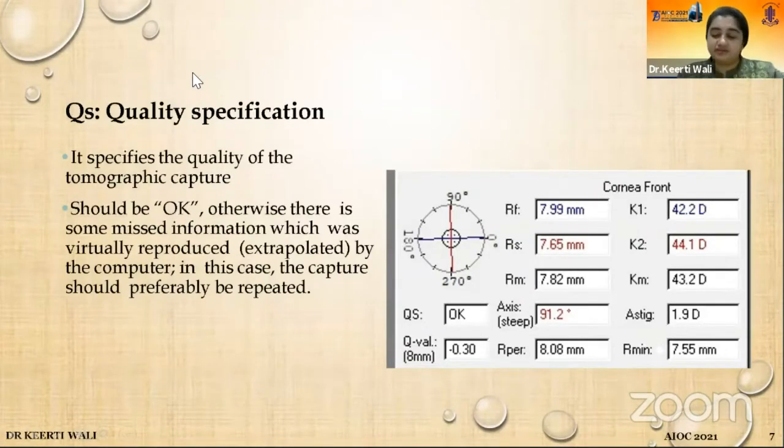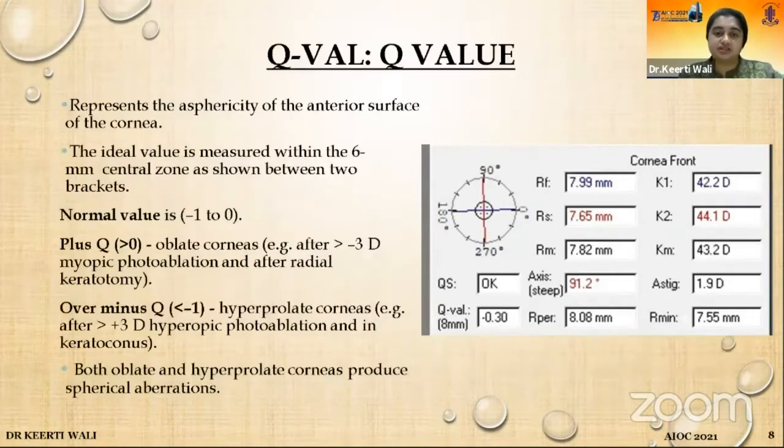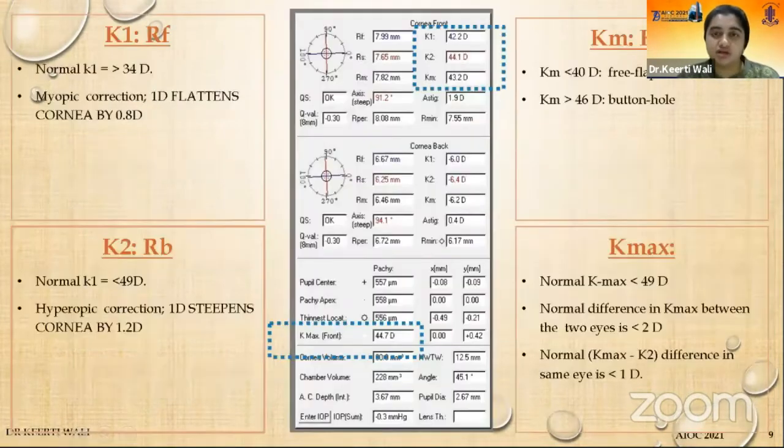So the first thing we have to see is the QS, that's the quality specification, which has to be okay. And below that, a Q value of the cornea showing the asphericity of the cornea is shown, which is measured over the 8 mm zone. And the first zone in this shows us the K1, K2, and the mean K, Km.